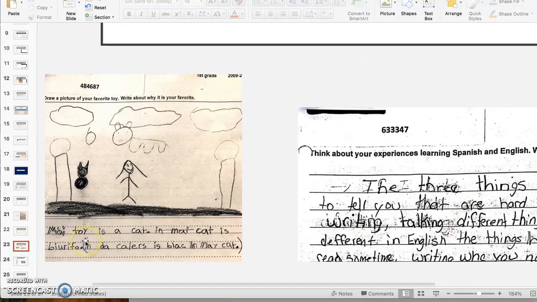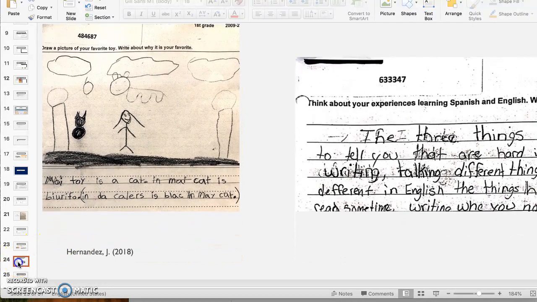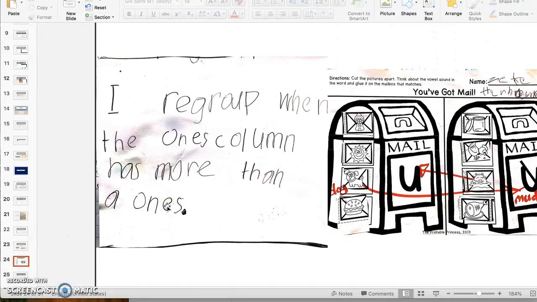These are your writing samples, by the way. The reason why we do this is because we know that the discourse of schools has gotten increasingly complex. This sample on the left is what my son, who is a native English speaker, did when he was in first grade: "I regroup when the ones column has more than a ones." I don't know a lot of people my own age that talk that way typically. That is a very specific academic language discourse pattern that we use in math that we are now demanding first graders be able to use.